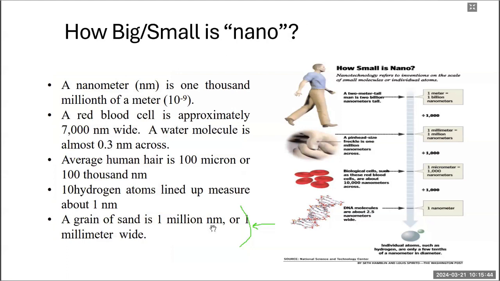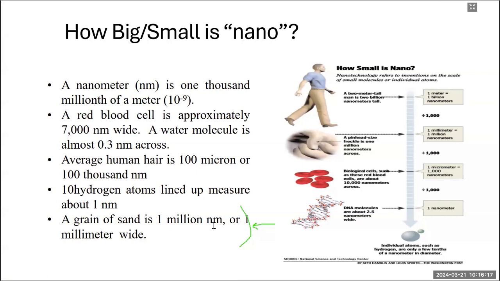So next, a nanometer is, as I said, one billionth of a meter, a thousand millionth. A red blood cell is actually 7,000 nanometers wide, which you cannot even see. You can see the blood, but you cannot see the blood cell, which is actually 7 micrometers. You cannot see this with your naked eyes.